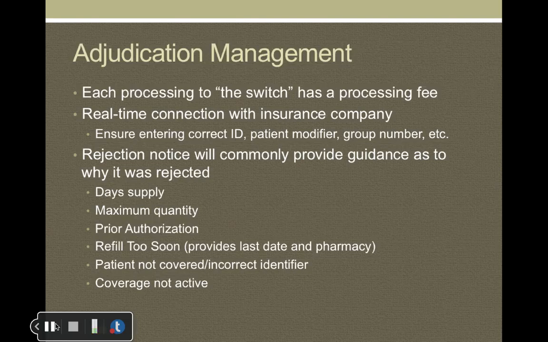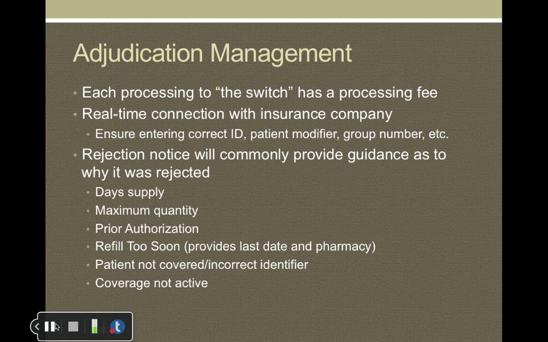When you receive a rejection notice, it'll commonly provide guidance as to why it was rejected, so it may say days supply incorrect. So if you have an 80-gram tube of a medication and you put that it is only a 14-day supply, it's generally too much product for that time. It also may be maximum quantity, so they're only going to cover X tablets for a 30-day supply.